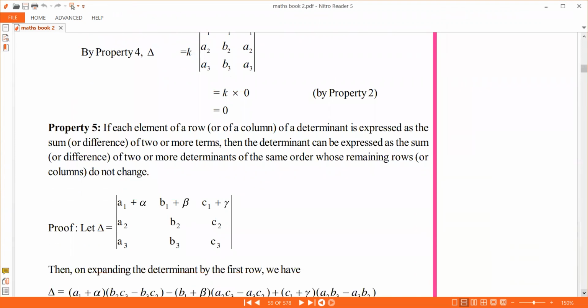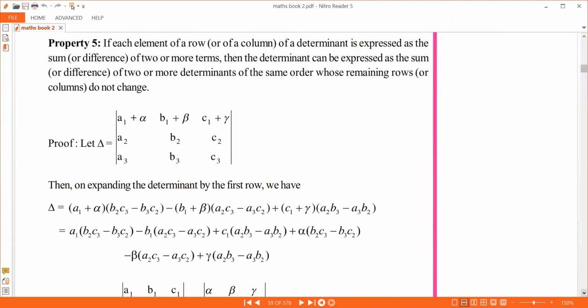Now, next, if each element of the row or a column of a determinant is expressed as the sum or difference of two or more terms, and so on. Don't worry about the wording, here is what he says ultimately. He has something like this: A1 plus alpha, B1 plus beta, C1 plus gamma. Suppose you have something like this.